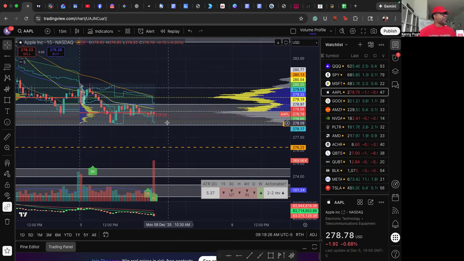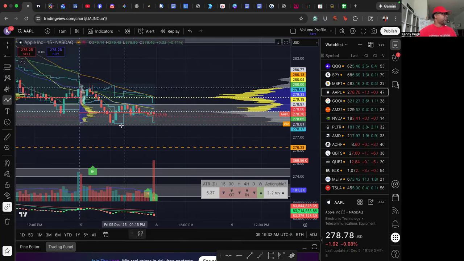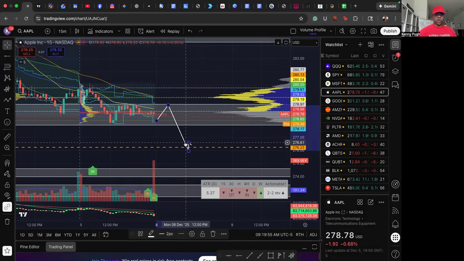So right now, I'll just be keeping an eye on it to see if there's an opportunity to see this come up into this area and then take it back down to that lower end of the zone and then hopefully targeting this liquidity right there. So that's what I would be looking at for the Apple chart for today. So kind of keep an eye on Apple.